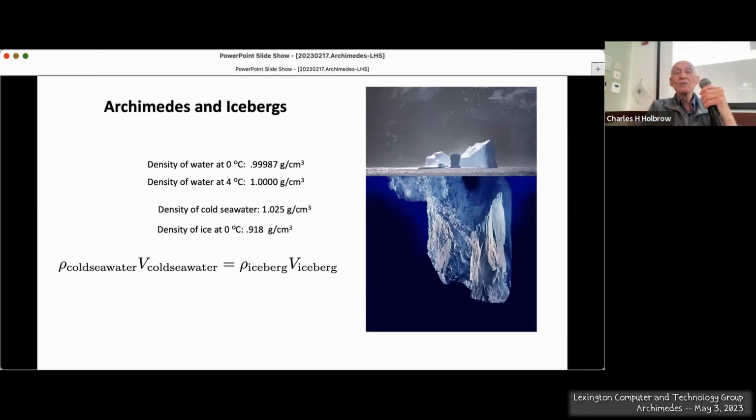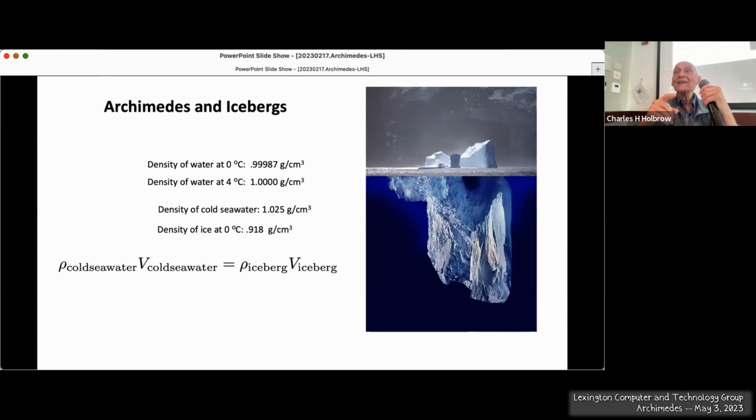But here we might as well end up with icebergs, because it's quickie, and Archimedes works very well for that. So here is a picture of an iceberg, and this has got to be an artist's picture, because I don't think anybody ever got such a nice picture of an iceberg, 11 below water. But the density of water at 0 degrees C is less than 1. That's kind of interesting, and most of you probably know this, because the maximum density of liquid water is at 4 degrees Celsius, and that's 1.